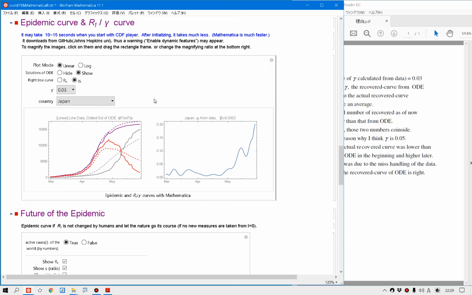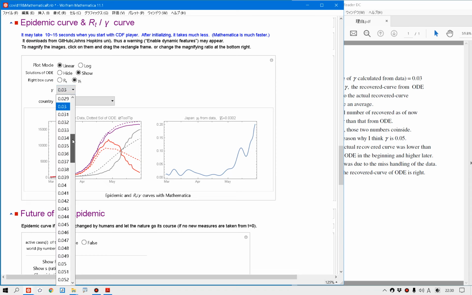Now I set a gamma of 0.03. So when you compare these two curves, this is from the ODE, this is the actual data. If you compare these two recovered curves on average, they are very well approximated. But when you look at the numbers recently, the actual number of recovered is 15,000, while the calculated number is much less than that. I think it's very strange.